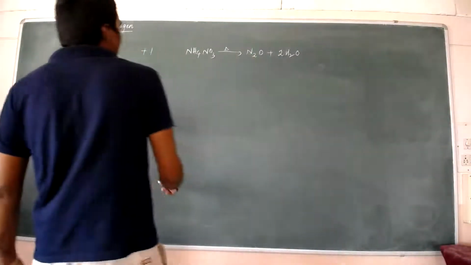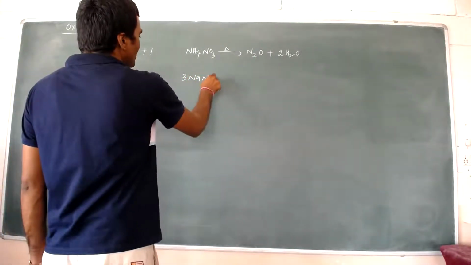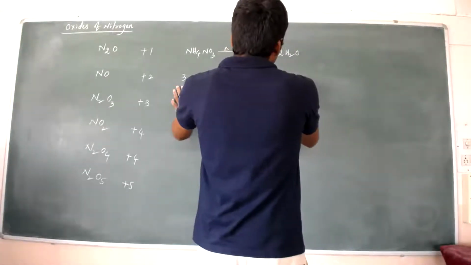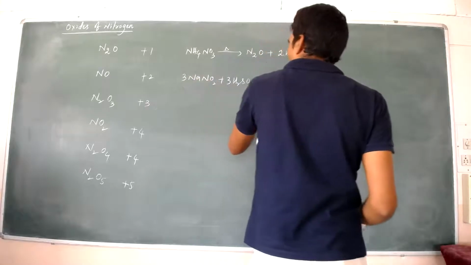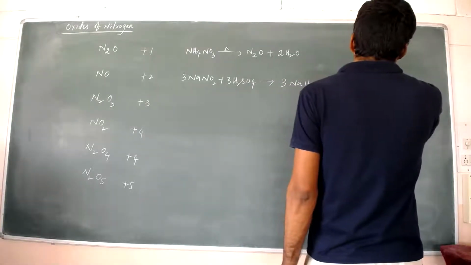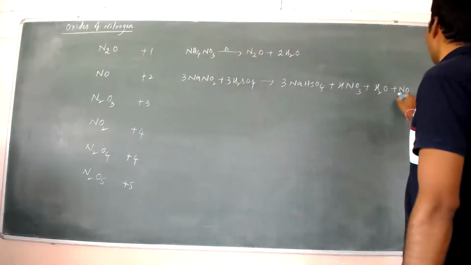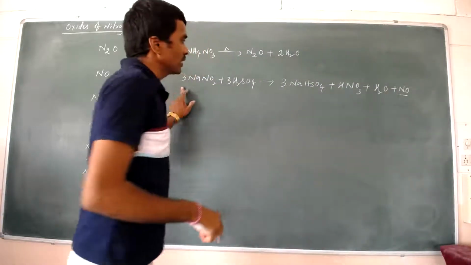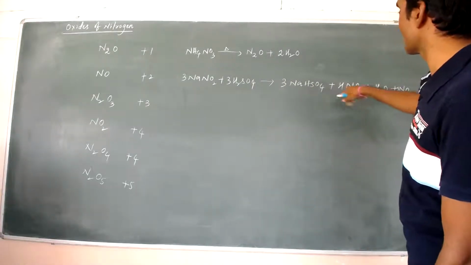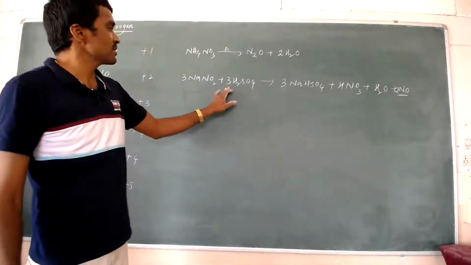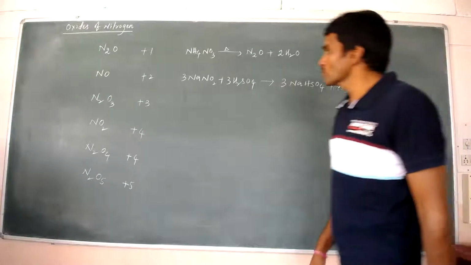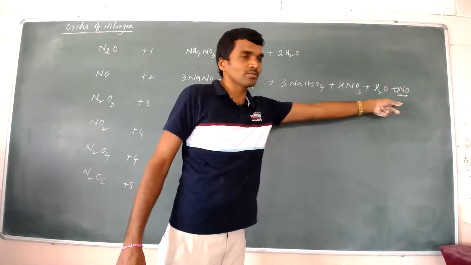And NO gas, how can we prepare it? We prepare NO gas from 3 moles of NaNO2 plus sulfuric acid. Sodium bisulfate will be formed, and nitric acid HNO3 plus H2O plus NO gas. Here 2 moles of NO will be formed. Counting the oxygen, everything is balanced. So nitrogen monoxide is formed: sodium nitrite reacts with sulfuric acid to form nitrogen monoxide.